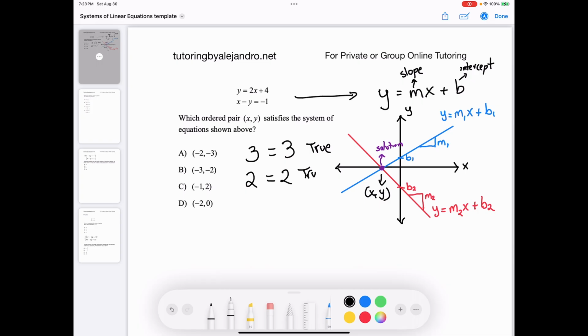That's a true statement. So what's a false statement? One where if I evaluate the left side, for example, I end up with 5, but if I evaluate the right side, I end up with 2, right? 5 is not equal to 2, so that is a false statement. So I'll know that I have the right ordered pair if after substituting the values in both equations, I end up with 2 true statements, okay? So that's what I mean by a solution.